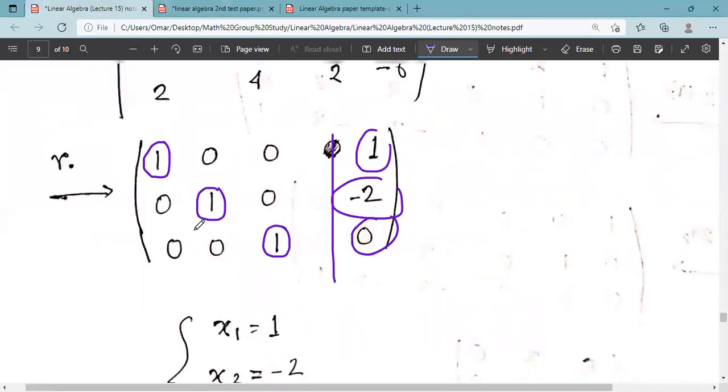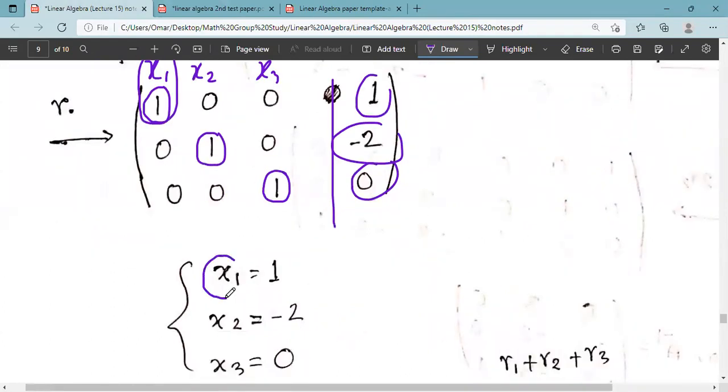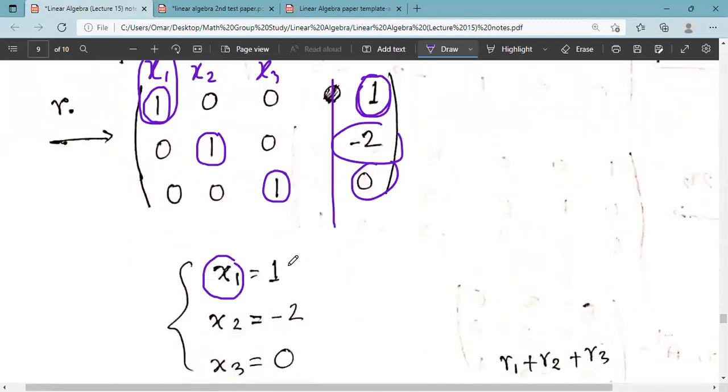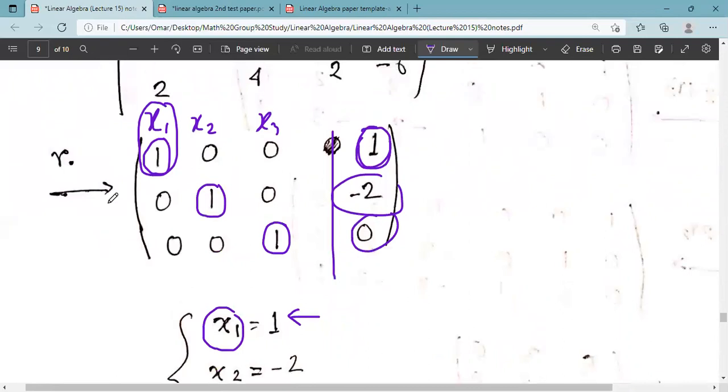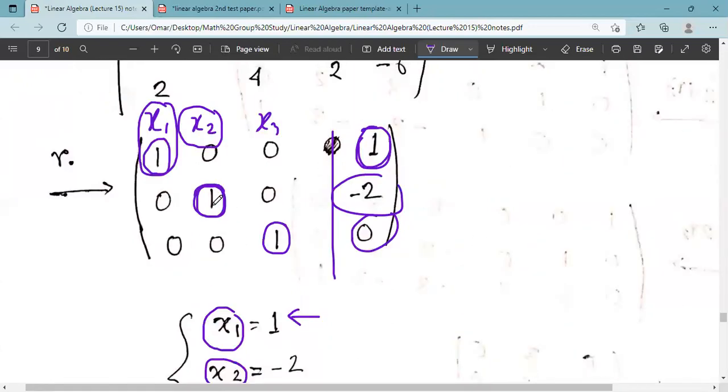So if we write down x1 here, x2 here, and x3 here, you will see that x1 multiplied by 1 means x1. I have written x1, and on the right side we have 1, right? So I can write x1 is equal to 1. Then on the second column we have x2, and there is 1. We can write x2, and for x2 our value is minus 2. So I have written here minus 2.